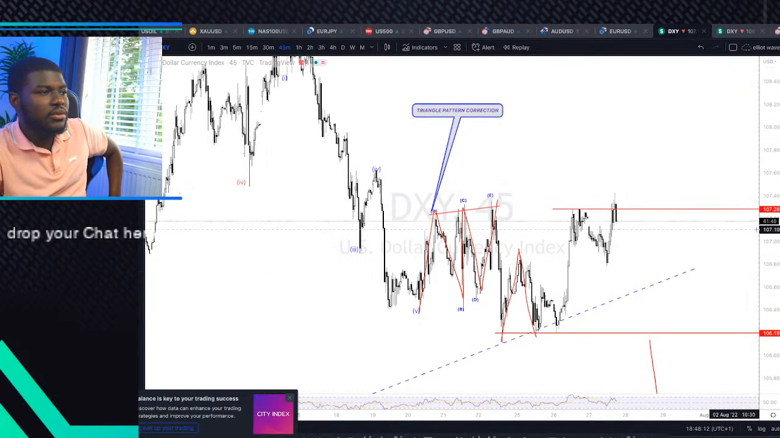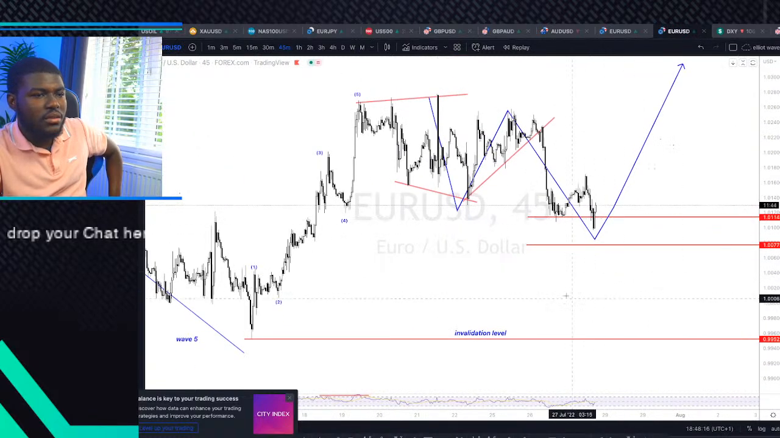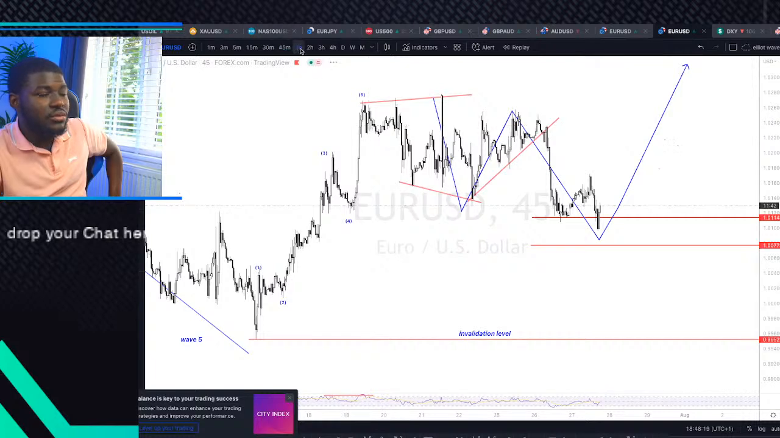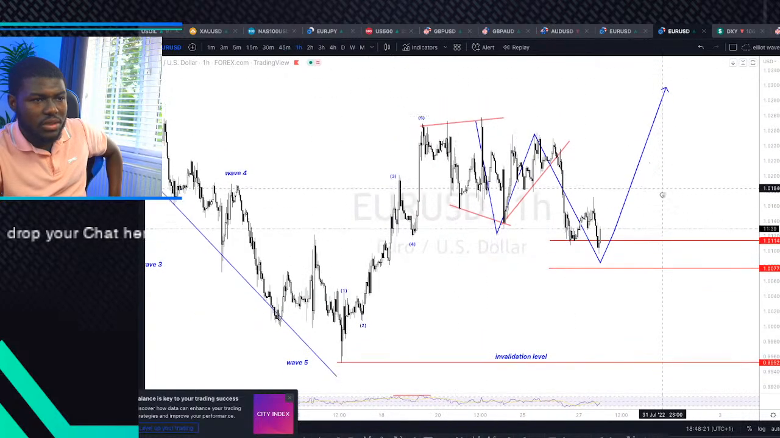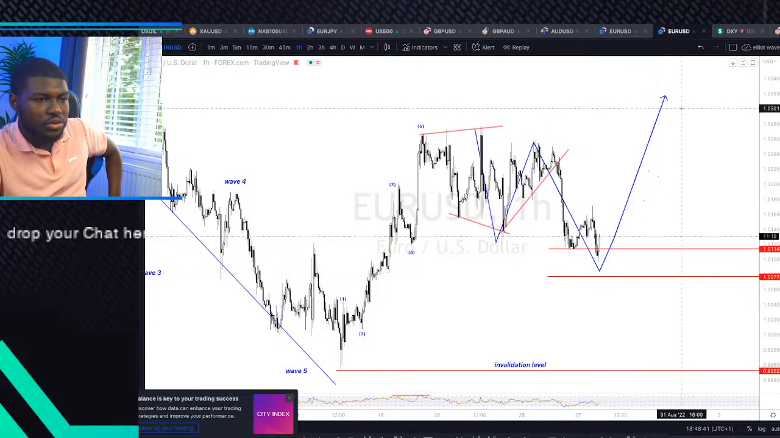So that's that about DXY, guys. Let's quickly check out euro dollar, and you can see my analysis for euro dollar. If you were here in the morning, I was anticipating that there's going to be a fall to this price level, and that's exactly what happened. Price dropped from this region after the morning session, and dropped further into this price level. So I'm anticipating there's going to be a push to the upside.